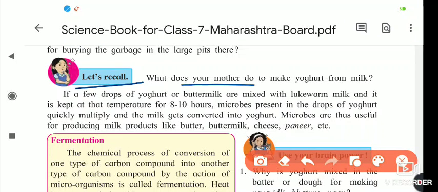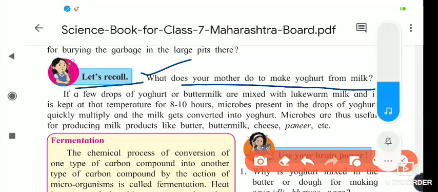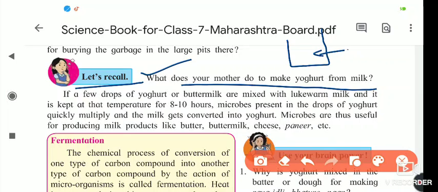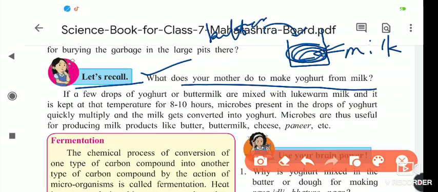Next is the Let's Recall question. What does your mother do to make yogurt from milk? For this question, discuss with your mother how she makes yogurt, that is dahi, from milk. First of all she takes lukewarm milk, lukewarm komat we say in Marathi, and inside it she adds a little bit of buttermilk. What is in the buttermilk? Buttermilk has microorganisms, lactobacillus, that coagulate the milk and turn it into yogurt after 6 to 8 hours. Here 8 to 10 hours is given.